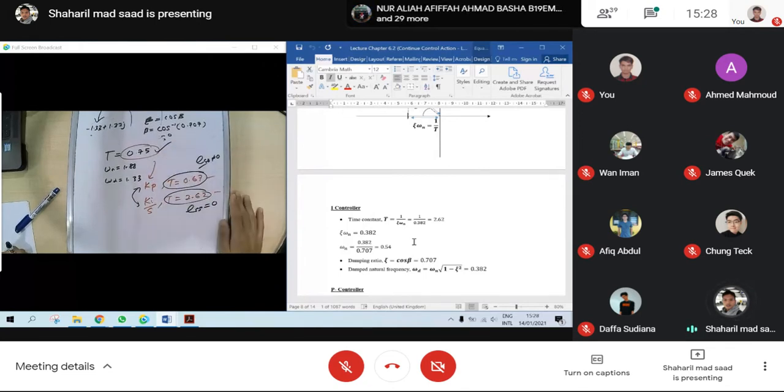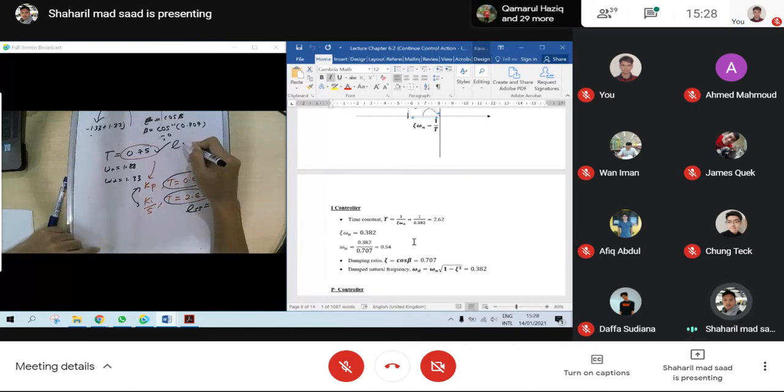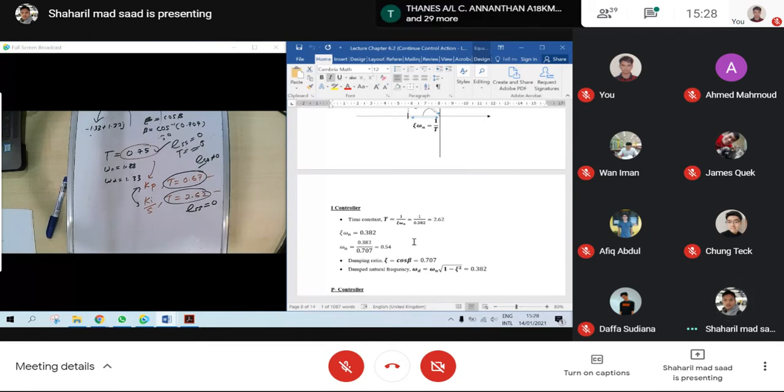So in this example, it shows what happens when you apply Kp and Ki. You can achieve the steady state error equal to 0, and the time constant, you can accept 0.75.